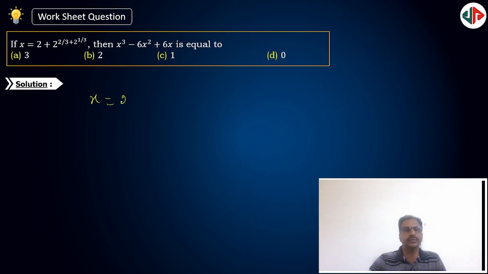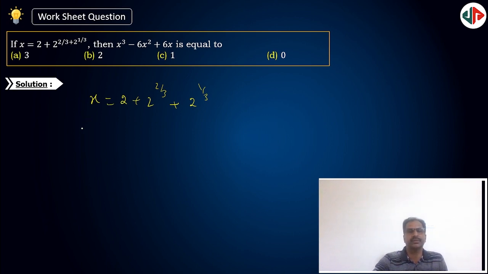Next, there is a small correction in the question. x is equal to 2 plus 2 power 2 by 3 plus 2 power 1 by 3. That should be in the denominator. I mean, it's not in the power. Look here, 2 plus 1 divided by 2 power 2 by 3 plus 2 power 1 by 3 should be written like this. That is a small mistake.